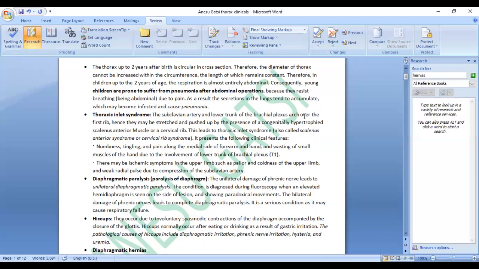Then you have what you call hiccups, which are a result of involuntary spasmodic contractions of the diaphragm that will be accompanied by closure of the glottis. Hiccups may be caused by diaphragmatic irritation or phrenic nerve irritation, or even hysteria or uremia. Uremia would be an increase in waste products in the blood. That is when you have a defective kidney, or you may have things like uric acid levels increasing in the body.